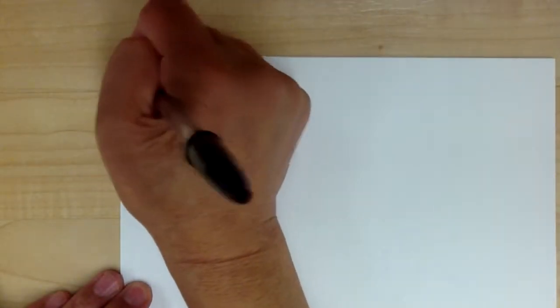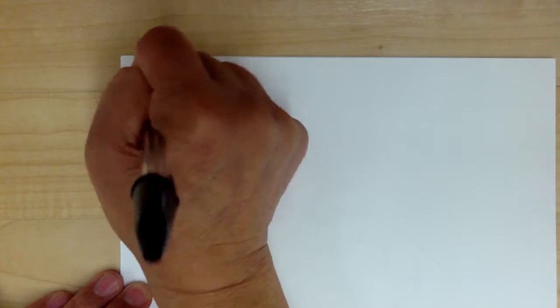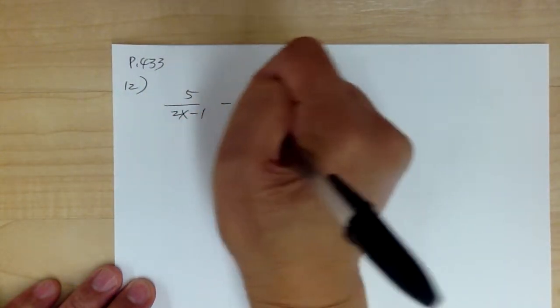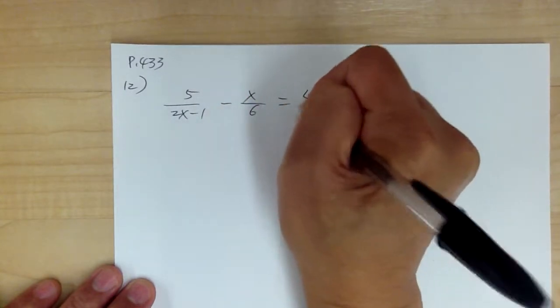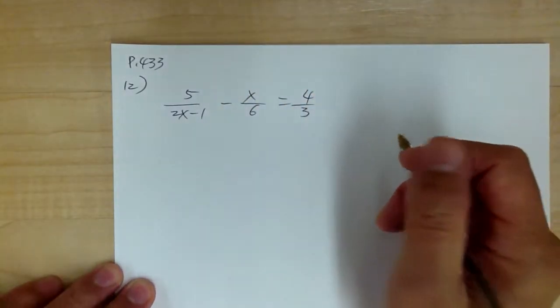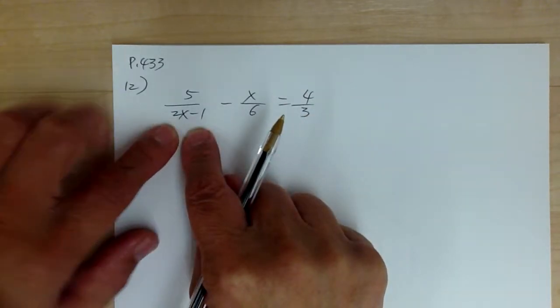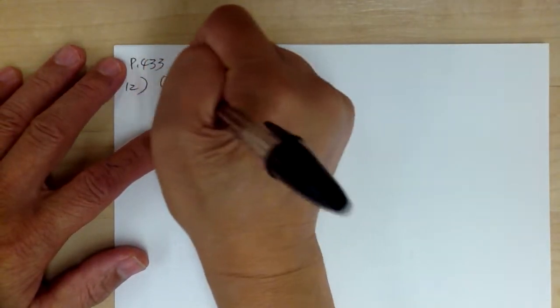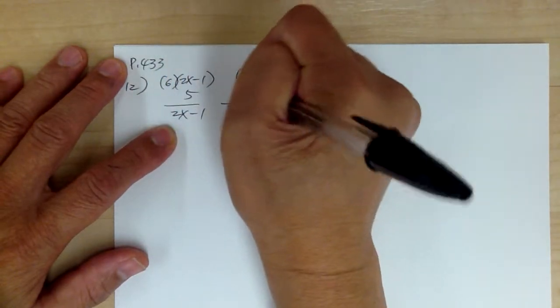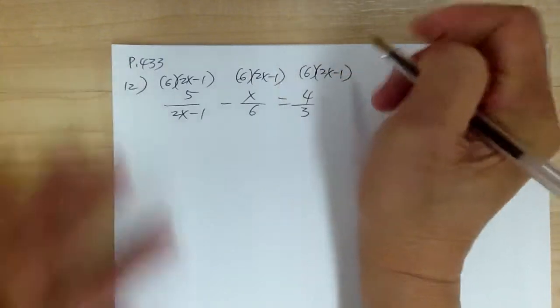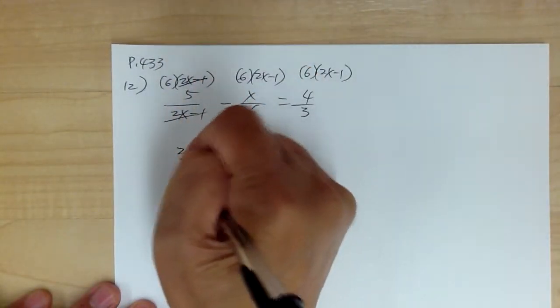Okay, let's go to number 12. You have 5 over 2x minus 1, minus x over 6, equal to 4 over 3. So your LCD number would be 6, and the group would be 2x minus 1. So you need to have a 6, 2x minus 1. This cancels with that, so you get 30.